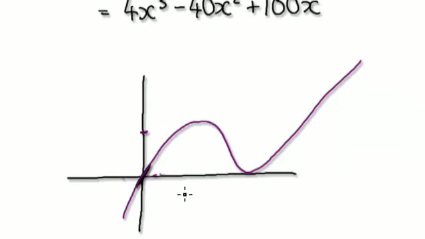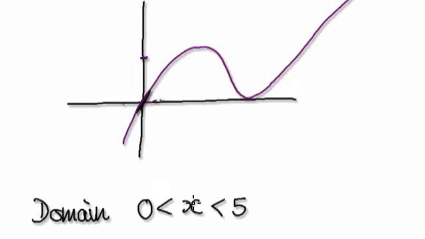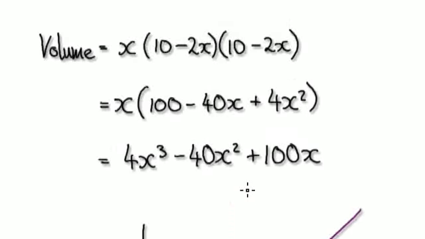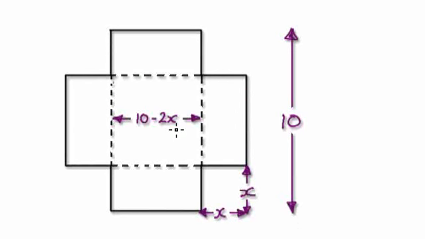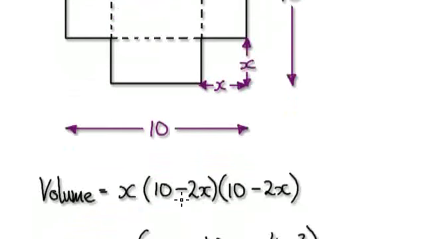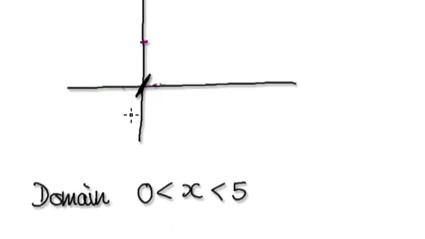So now, if you look at our domain, our domain will be greater than 0 and less than 5, because if you look at our cardboard sheet, if x is 0, then you're not going to have a box. You're just going to have a flat sheet of cardboard. If x gets to 5, then this here will be 5, and this here will also be 5. So you're not really going to have a box here. So let's just limit our domain to greater than 0, because if it's dead on 0, then it doesn't really make sense.